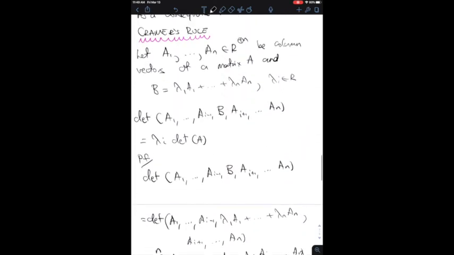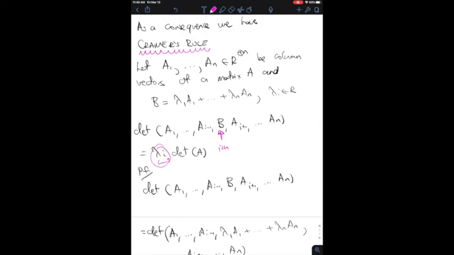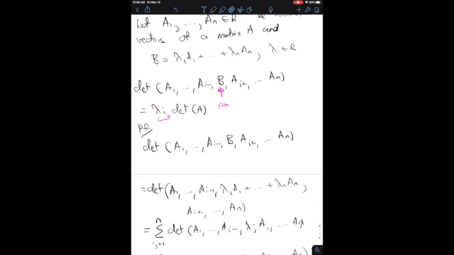So just notice here that the determinant of a matrix where you replace one column with a linear combination is just given by picking out the coefficient in front of the entry for the corresponding column. So if I replace the ith column by some linear combination, then it's just the determinant of the original matrix times the coefficient, lambda_i, in front of the corresponding column. Okay?